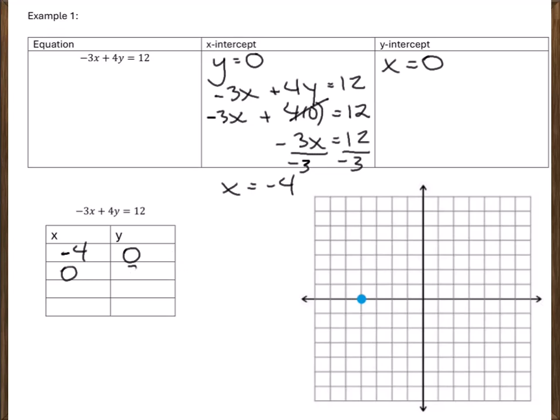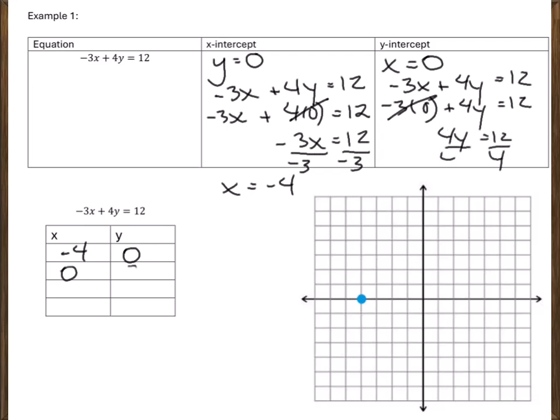Now all we have to do is find the y-intercept. Remember the y-intercept, we set x equal to 0. So we have 3x plus 4y is equal to 12. This time x is equal to 0, so we have 3 times 0 plus 4y is equal to 12. Anything times 0 is just 0. So we have 4y equals 12, divide by 4, we get y equals 3.